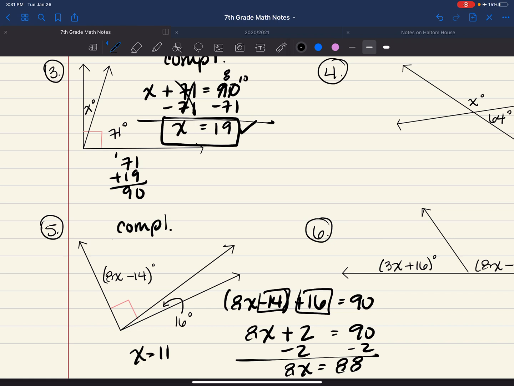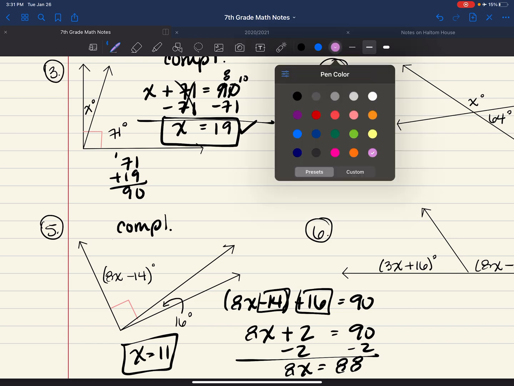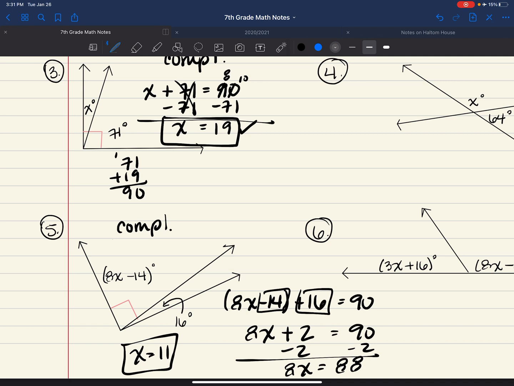So if x equals 11, when I substitute it back in, let me use a different color here since we're starting to get a little bit smushed. Let's use gray. If I substitute 11 in for x, minus 14. 8 times 11 is 88. 88 minus 14 comes out to, what is that, 74, right? Therefore, 74 plus 16 has to equal 90.